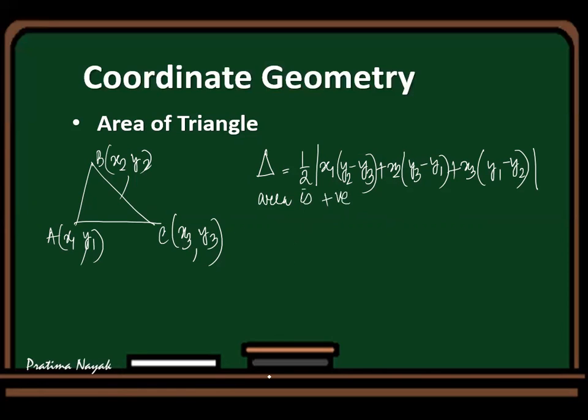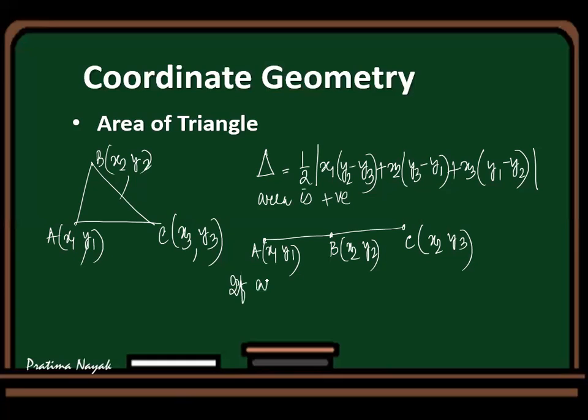Next, we can extend this to prove that 3 points are collinear. If they are collinear, you will get the area equal to 0. So this is also used to prove that 3 points are collinear. If area of triangle ABC is 0, that means A, B, C are collinear.